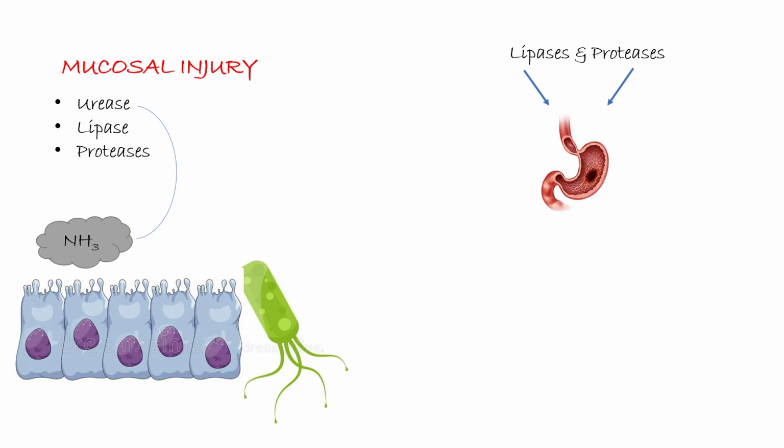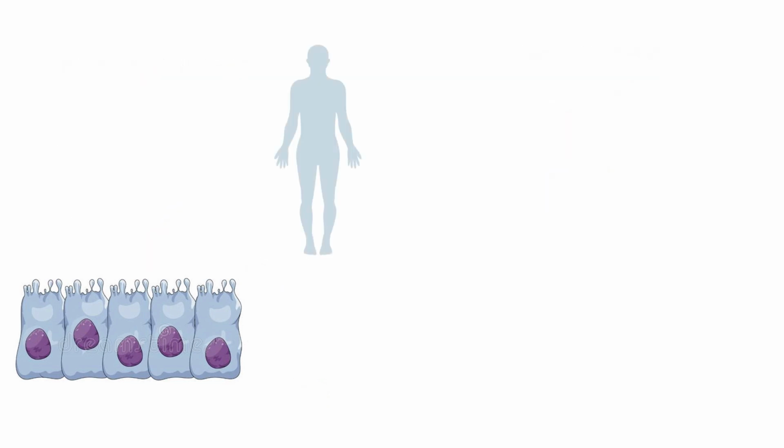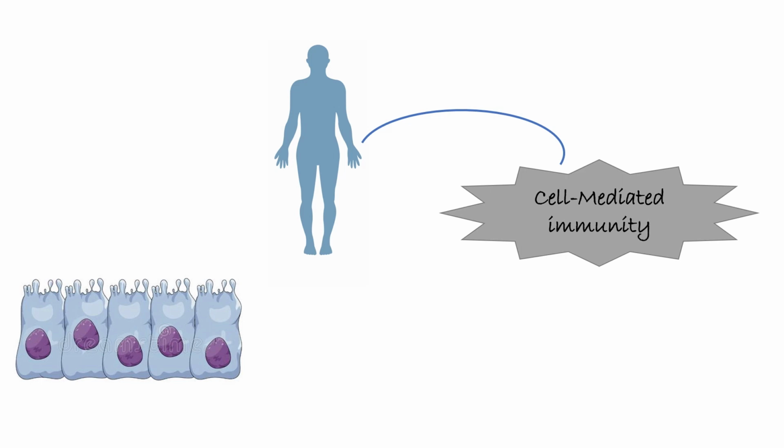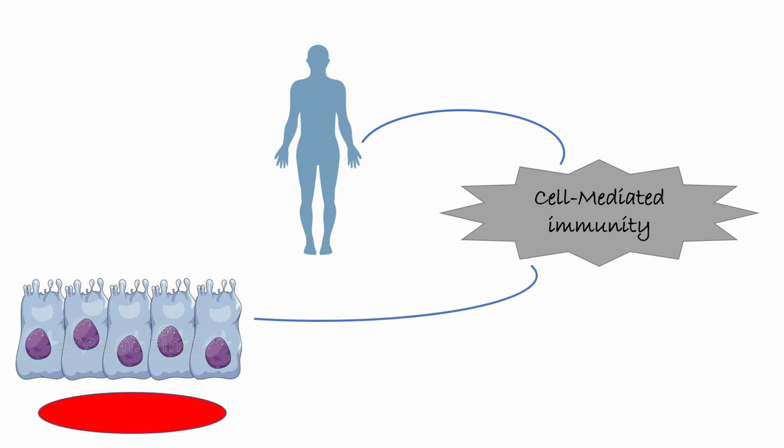In response to the invading bacteria, the host immune system produces an inflammatory response through sequential events, which results in the destruction of epithelial cells by cell-mediated immunity mechanisms or by phagocytosis.